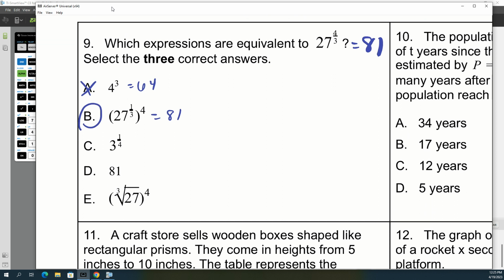When you type C in, it gives you some ugly decimal. That means the 4th root of 3, which is really small number, that gives you 1.316. So that's not it. 81 is 81.